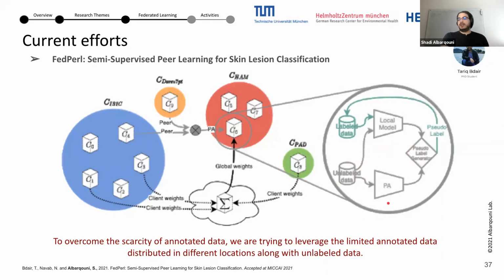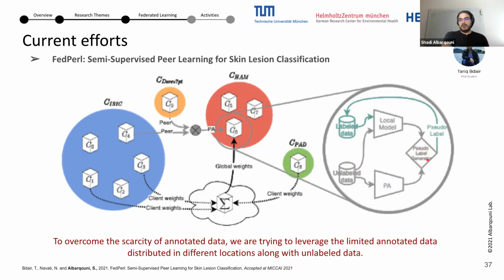The main difference here is that we also bring in other peers. We pass the unlabeled data not only to the local model, but also to the other peers, and then we get the predictions to generate the pseudo-labels. So now the pseudo-label is generated with the help of not only the local client, but also other peers.